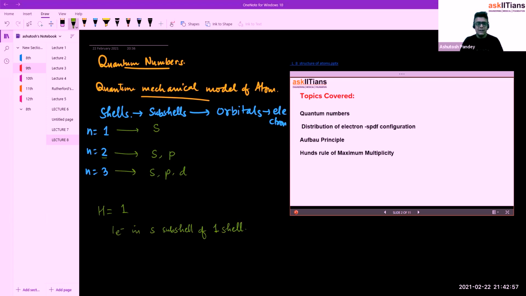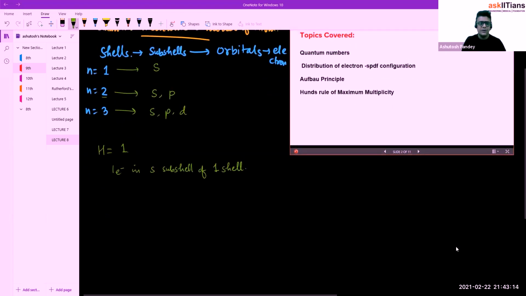Let's say these shells will have values n is equal to 1, 2, 3, 4. So the first type of quantum number which we are going to learn about is the principal quantum number, which tells us about the shell in which the electron is there.